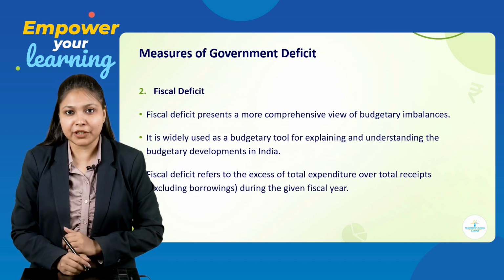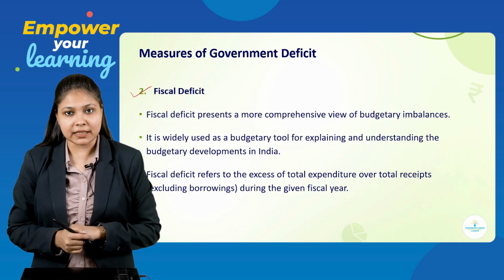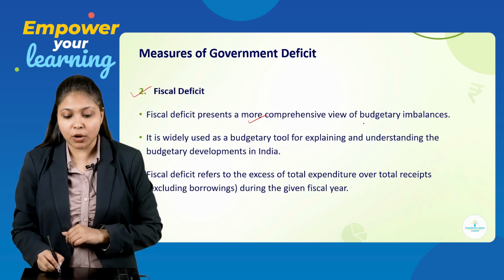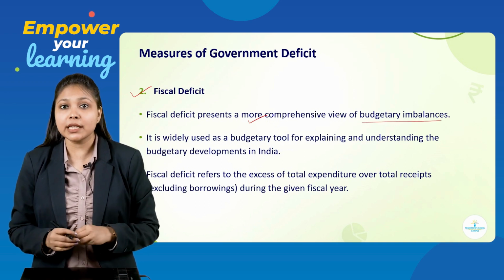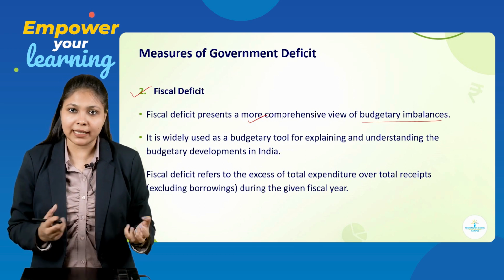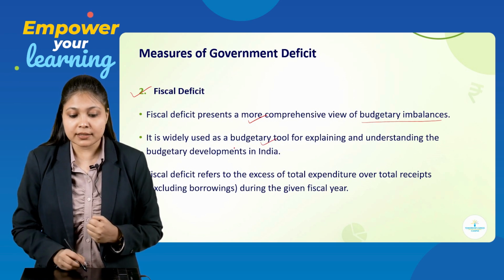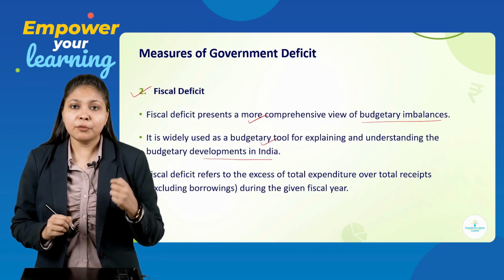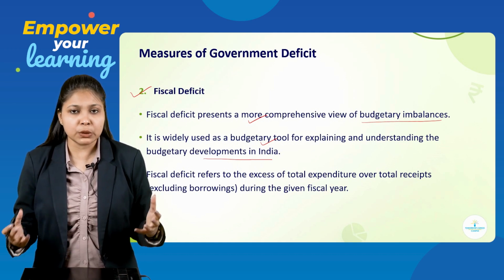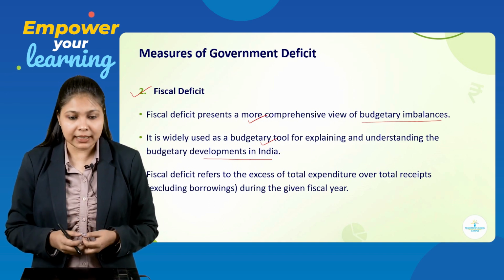The next type of deficit about which we are going to talk is fiscal deficit. What is fiscal deficit? Fiscal deficit is more comprehensive when we talk about budgetary imbalances. We already know the budget is imbalanced when the expenditure is more than the receipts or income of the government. It is a widely used budgetary tool for explaining and understanding budgetary development in India, one of the most popular tools used for measuring the budget imbalance in India.